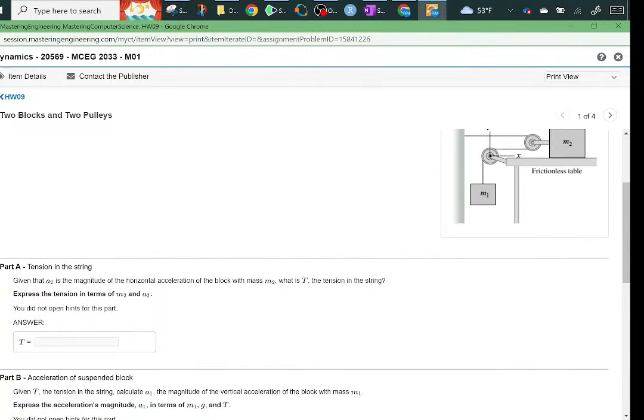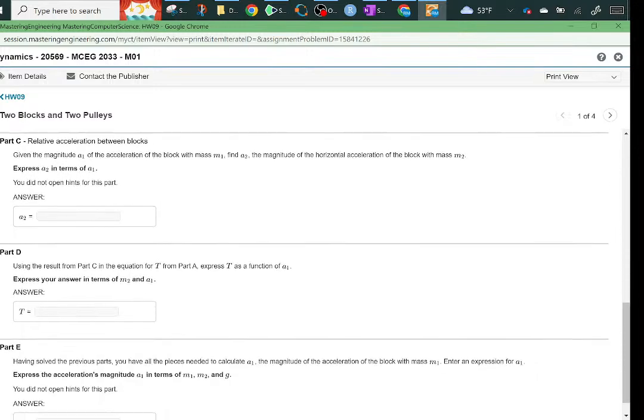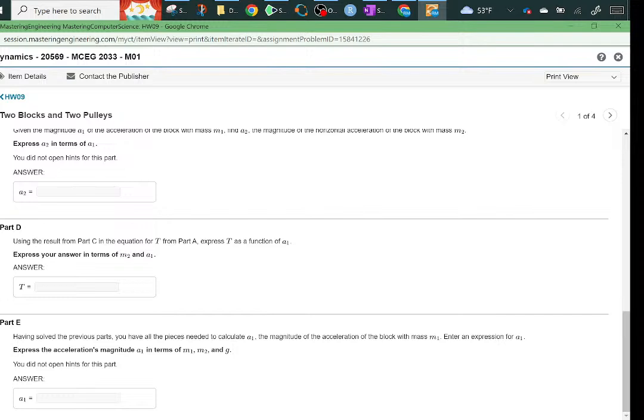Oh, I guess this is a situation where you can't fill out. You did not open hints for this part. I didn't know there was hints available. Okay, reducing part from C in equation. There's T as a function of A1. Okay. All right, so part E is the last one, in which A1 in terms of M1, M2, and G. So there's no T in there.